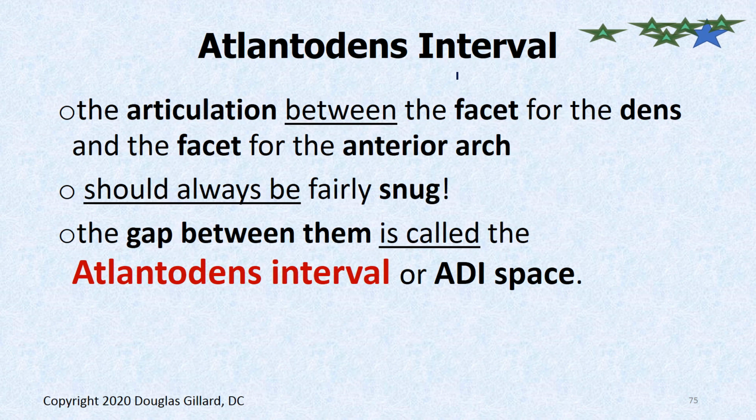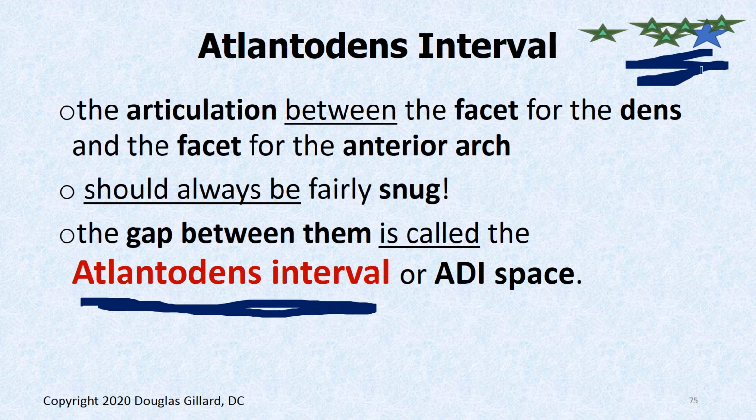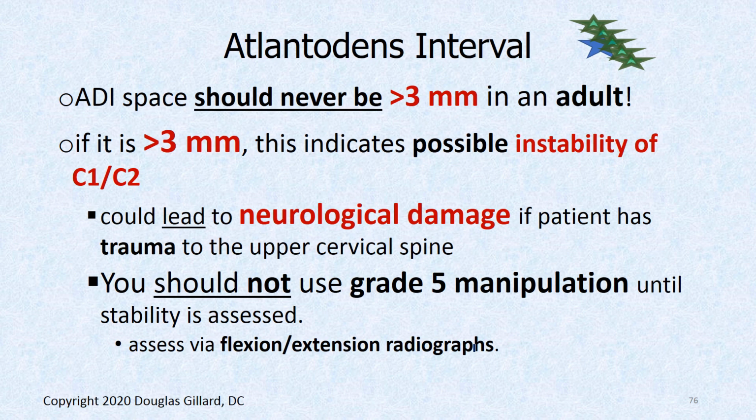This ADI space is super important. It should always be fairly snug. ADI stands for atlantodens interval. Look at all the stars. You gotta know the ADI space. It should never, ever be bigger than 3 millimeters. That's it. Especially if they've had an accident.